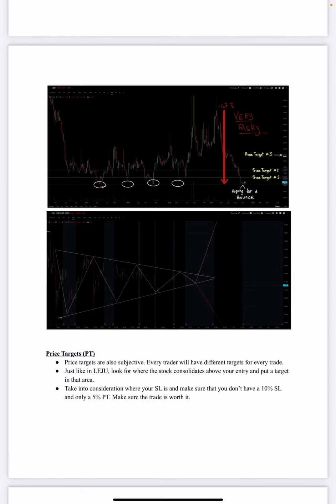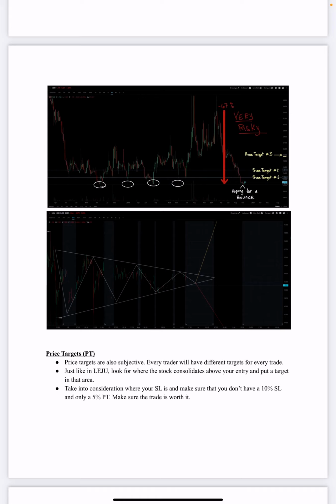Now I want to go over price targets. I know that a couple of people have direct messaged me with questions about how to set price targets, when to scale. So you have to understand that price targets are also subjective. Every trader is going to have different targets for every trade. It depends on the stock. It depends on how many shares it has, what the float is, and just like LEJU, you have to look for where the stock consolidates.